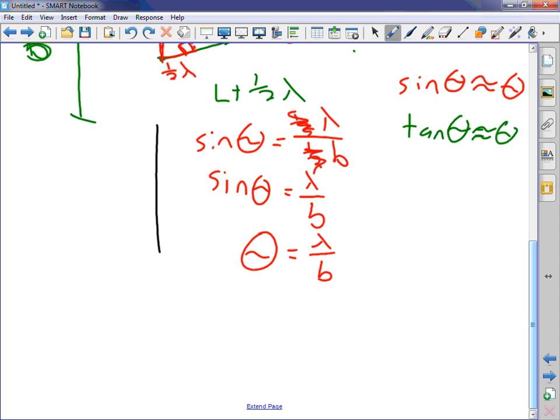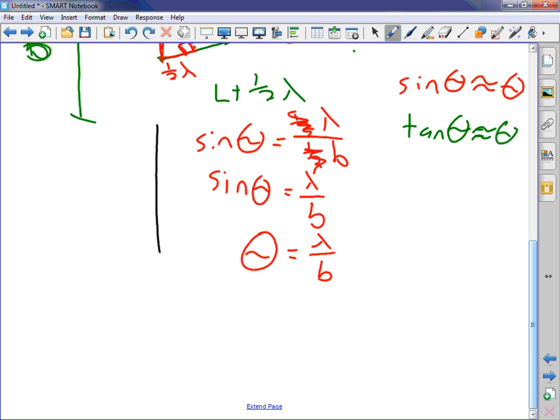Why do you even need to approximate sine theta? Because you can use sine. If it was only me doing it, I would just use sine and wouldn't worry about it. But IB likes the small angle approximations, so we'll run with it.